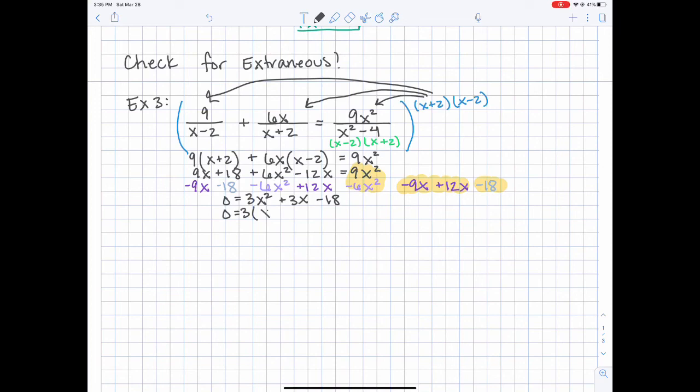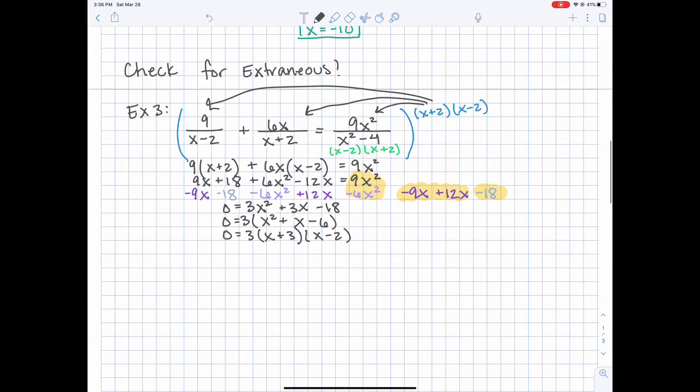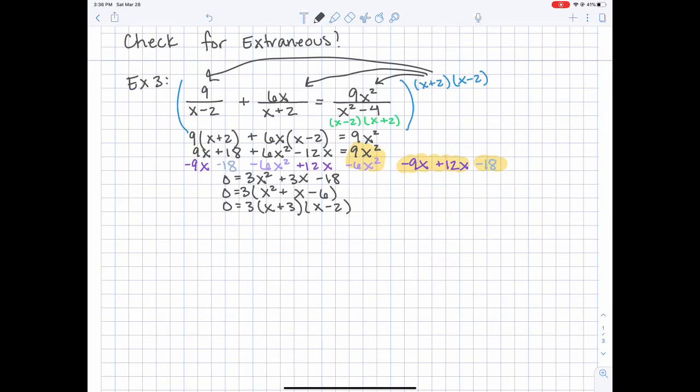I'm going to factor out a GCF. Ooh, this one ends up factoring lovely. We have x plus 3 and x minus 2. Set everything equal to 0 that you can. Sorry, the screen keeps moving. So I know that this guy and this guy can be set equal to 0. And 0 is equal to x minus 2. Solve. We have negative 3 is equal to x, and 2 is equal to x.